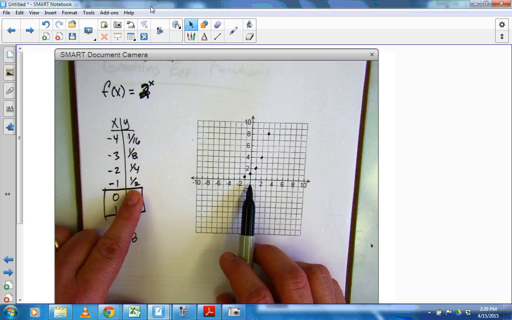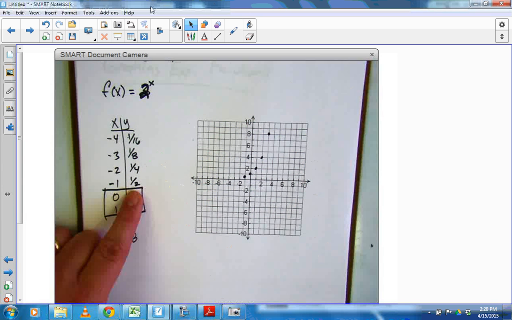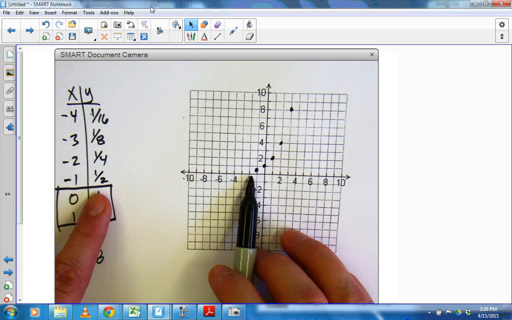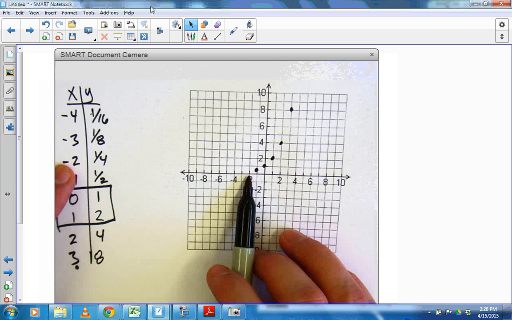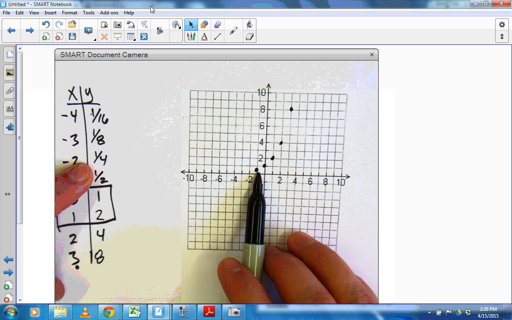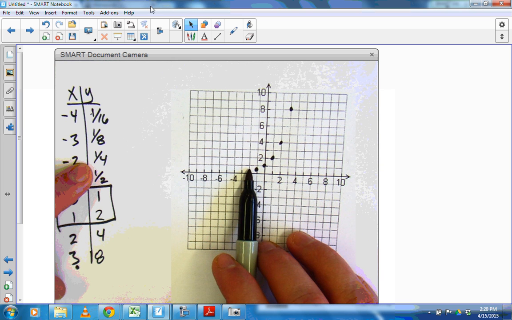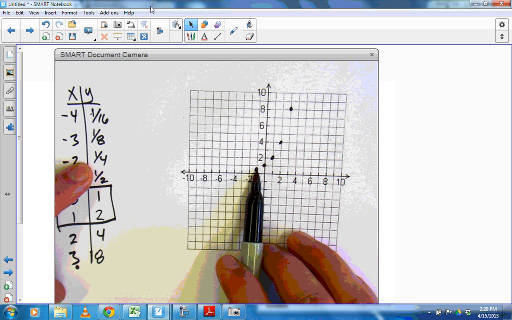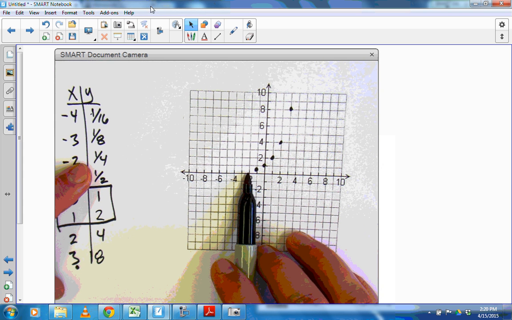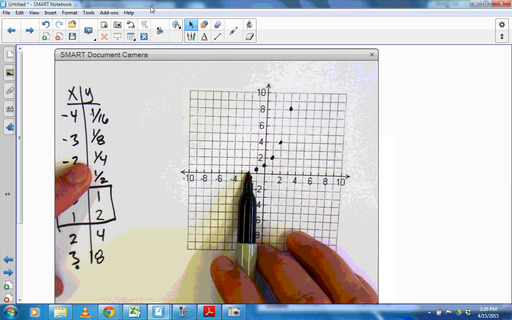Now, see if you can pick up on a pattern in this. When x is -2, y is 1/4. Now, where's 1/4? Especially compared to a half. Half is halfway. So what's 1/4? Half of halfway. Does that make sense? A fourth would be half of halfway.